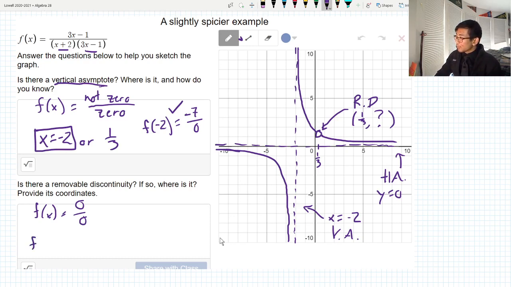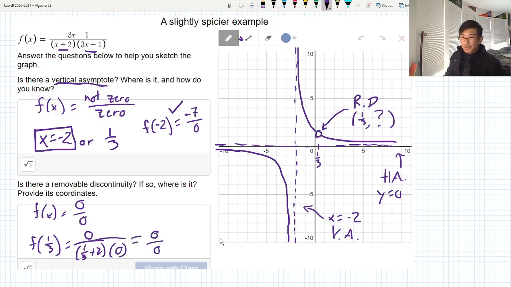So let's prove the concept: f of 1/3 is going to be 3 times 1/3, which is 1, minus 1, which gives you 0. So you get 0 over 1/3 plus 2 times 0, which again equals 0 over 0. The fact that we end up with 0 over 0 in this rational function is evidence that we are going to have a removable discontinuity at x equals 1/3.